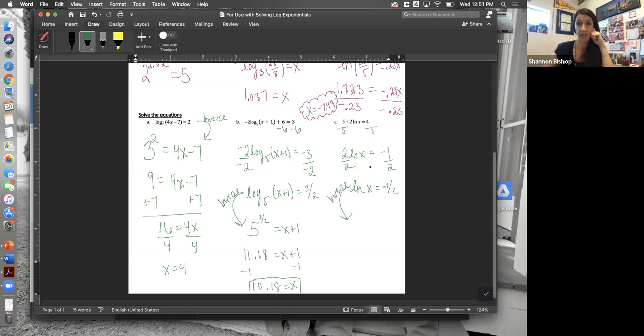Natural log of x equals -1/2. So solve for x. Well, what does this mean? What's the base? E. What's the exponent? -1/2. What result are we trying to make? Well, x. So listen to what we just said. The base was e, the exponent was -1/2, and the result we're trying to get is x. e to the -1/2 equals x.